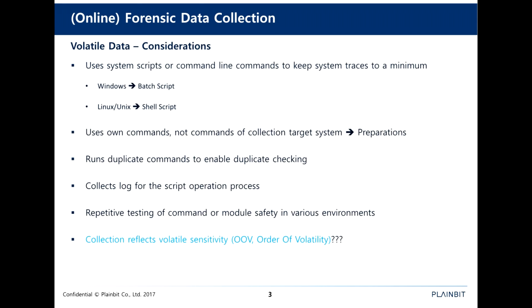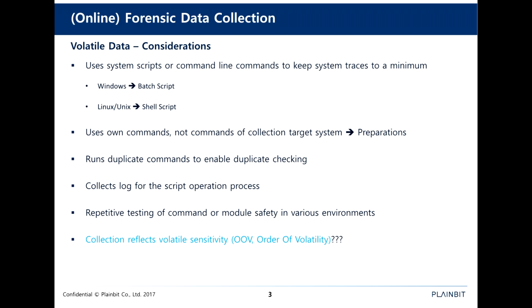Active data is usually collected by using a default script installed on the system to minimize the impact on the system subject to collection. Because GUI tools use a lot of space in memory compared to the CLI tools, CLI is primarily used to minimize the impact. When collecting using the CLI and script, typically, command line commands are used, but commands of a compromised system can be used by the attacker, so self-prepared commands are used to guarantee security.